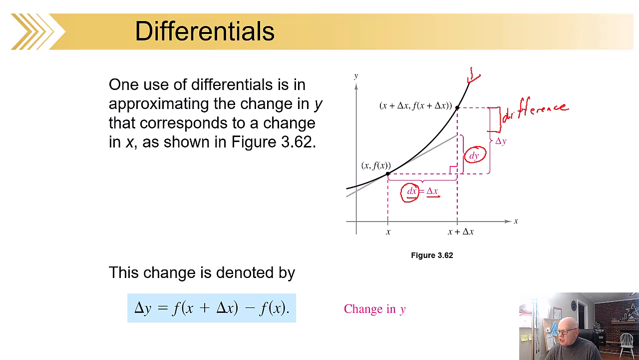So this change in y is defined this way. Now, this second part right here is the actual y value at the point we're interested in. The one that's here is a y value that's close to it at the second coordinate, the second point.